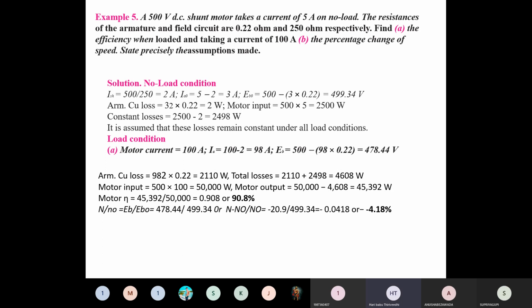Look at the problem. A 500 volt DC shunt motor takes a current of 5 amperes on no load condition. The resistances of the armature and field circuit are 0.22 ohms and 250 ohms respectively. Find A, the efficiency when loaded and taking a current of 100 amperes, and B, the percentage change of speed.